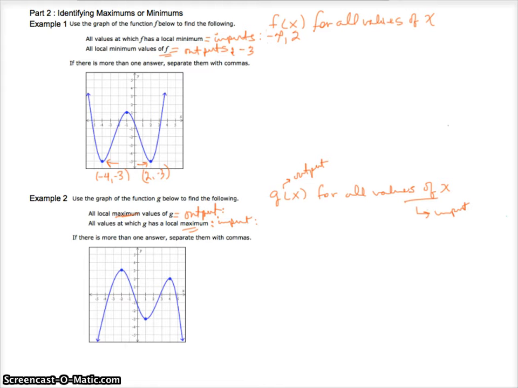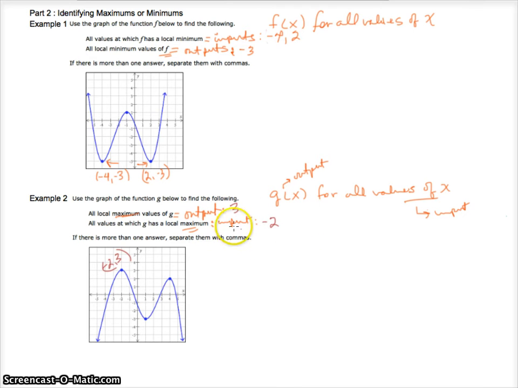Alright, so let's find our ordered pairs. The maximum value is going to be the highest. See how these have 2 high points, but it's got to be the absolute highest, which is going to be right here, which is at -2, 3. So first it asks for the output. The output was 3. My input was -2. So my local maximum is -2, 3.